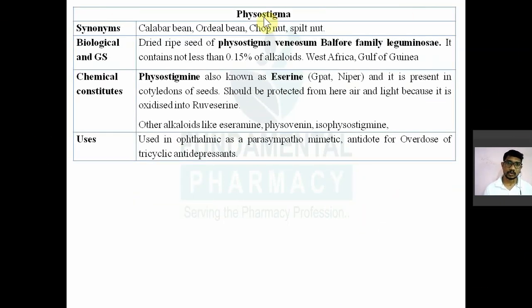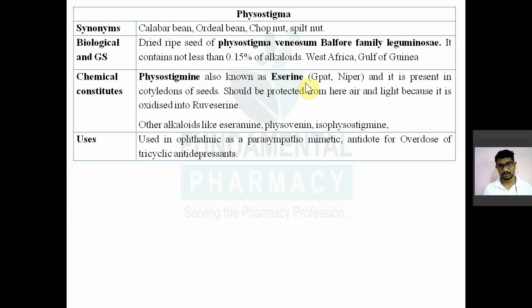It is also known as Calabar beans or ordeal beans, chopped nut, split nut. So remember, chopped nut is a synonym for physostigma, and the biological source is dried ripe seeds of Physostigma venosum, family Leguminosae, containing not less than 0.15% of alkaloid known as physostigmine. Okay. Found in West Africa and the Gulf. The chemical constituent in this is physostigmine. So physostigmine is also known as eserine. Remember this line. Physostigmine is also known as eserine.